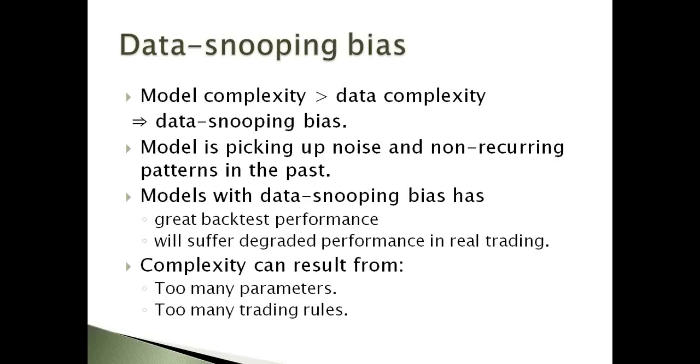Changing topic, we're now going on to the third bias I talk about, which is data snooping bias. Essentially, it means that you have too many parameters in the model, or the model has too many trading rules, so that the model is more complex than the data. That's a very bad sign. In that case, you are curve fitting. Your model is picking up noise and non-recurring patterns, and that kind of model typically will give you great backtest performance, but it has no predictive power. So, like I emphasized, that complexity can come from having too many parameters or too many trading rules.